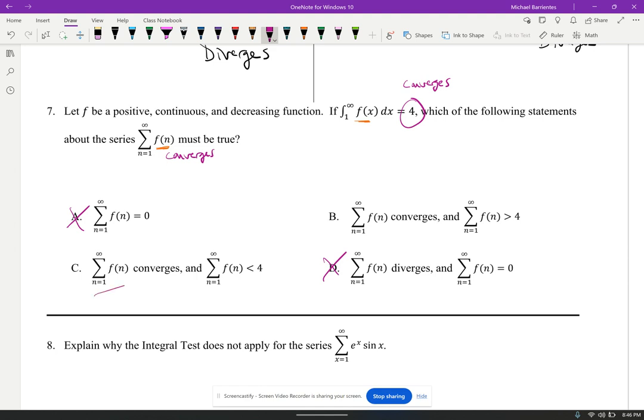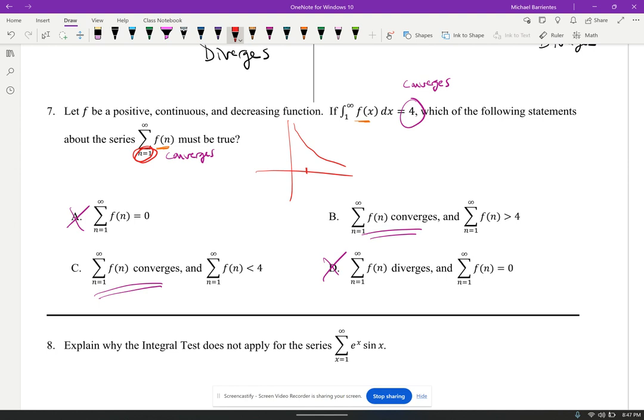And so I notice they both have the fact that it converges. But then the second piece says the value of the sum is less than 4, or the value of the sum is greater than 4. Well, how do I know? And this is one of the reasons why we talked about the proof of the integral test, if I'm starting at n equals 1. Remember the example that we did.